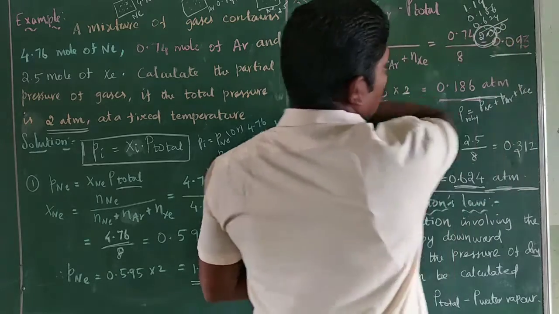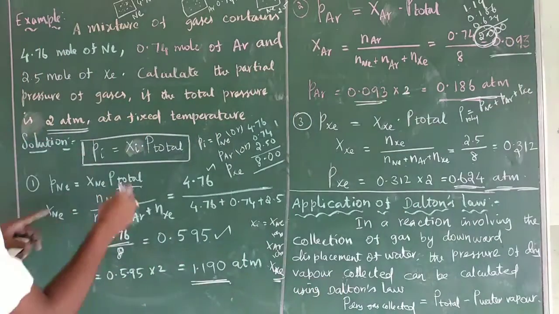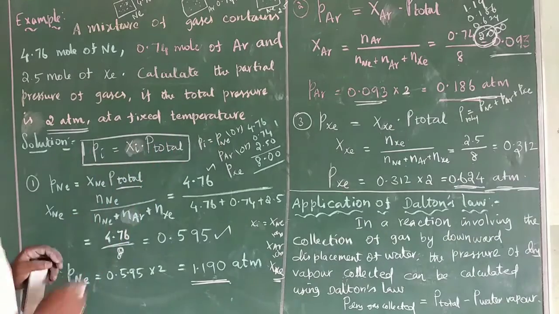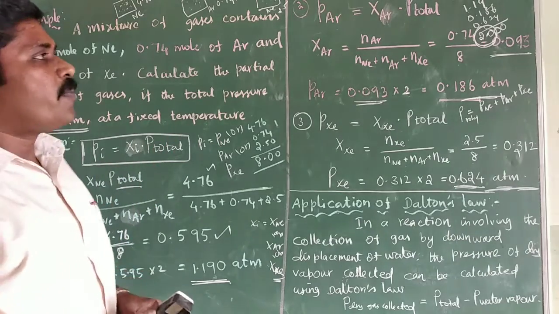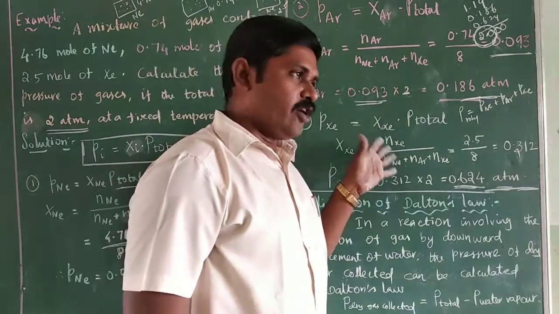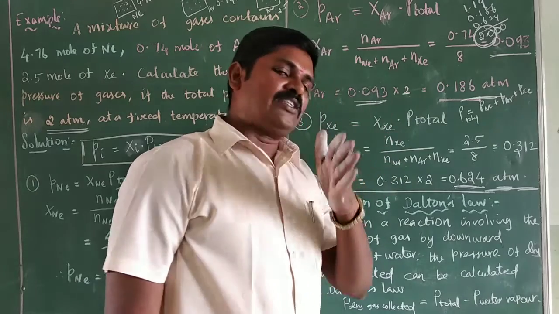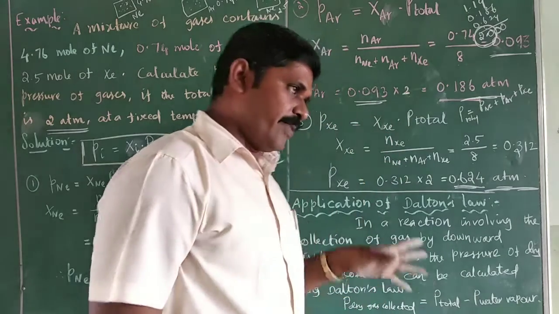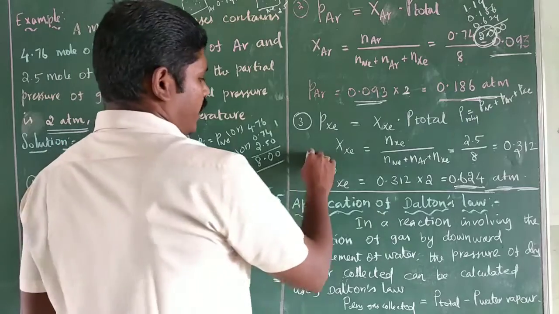Okay, so the total pressure is 2 atm. So the total pressure is equal to the sum of the partial pressures.